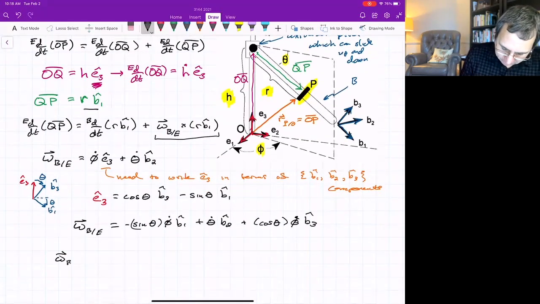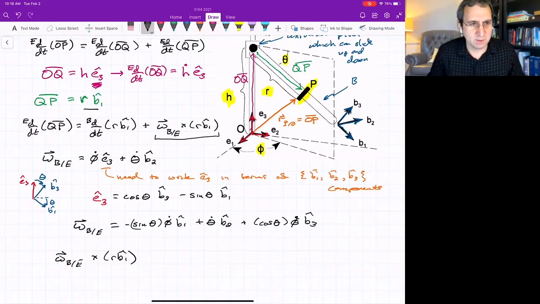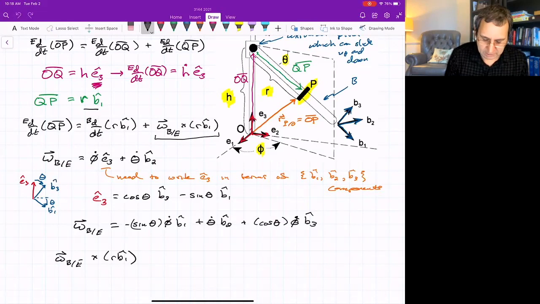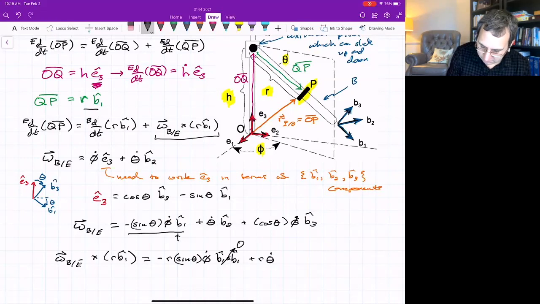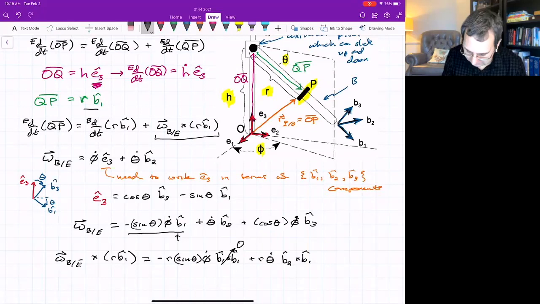And now we need to evaluate omega cross R B1. And we could use properties of the cross product. Any vector cross the same vector is equal to zero. So this thing that's got B1 in it, that's just gonna be zero. I guess we could write it out for good measure. And out in front, we could bring in all the scalars. So this will be negative R sine theta phi dot B1 cross B1. But hey, I know that's zero. Plus R theta dot B2 cross B1. I'll wait till the end to figure that one out.